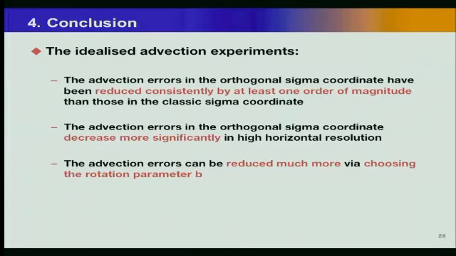In our idealized advection experiments, 3. Okay, that's the last page. The advection errors in the orthogonal sigma coordinate are reduced by at least 1 order of magnitude compared with those in the classic one. And especially at higher resolution, the errors in the new coordinate decrease more significantly. And in addition, if we choose appropriate rotation parameters in the new coordinate, the advection errors can be reduced much more. And that's all about the story.